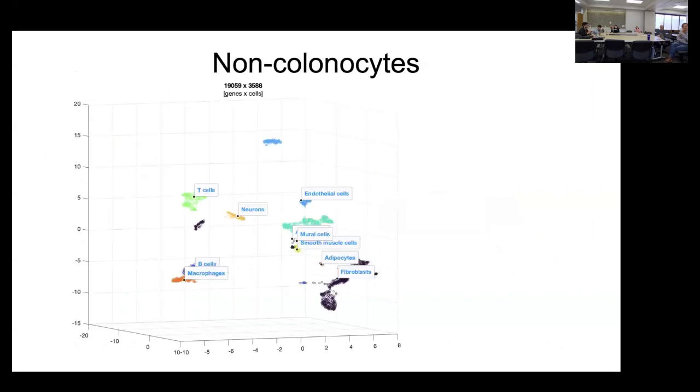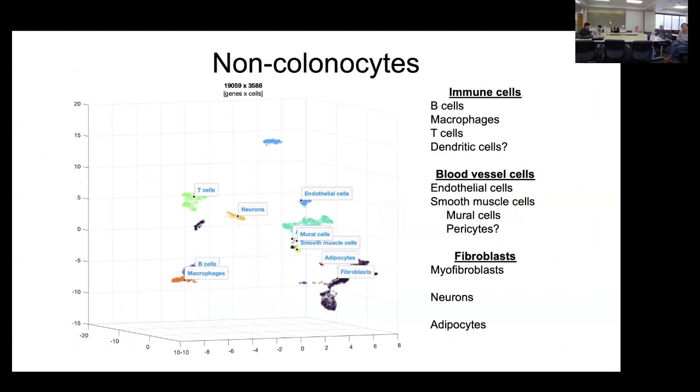I'll just really briefly talk about the non-colonocytes, but it won't be my main focus because these cells are actually pretty easy to identify. You can see that they make up just these little clusters here, and they separate really nicely, and we can identify them. And we get all different sorts of immune cells, B cells, macrophages. Sometimes I see dendritic cells, sometimes not.